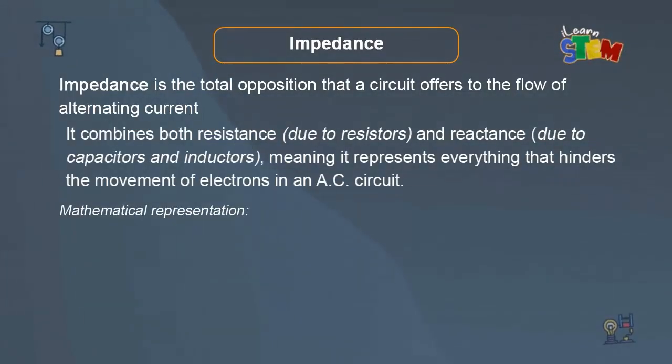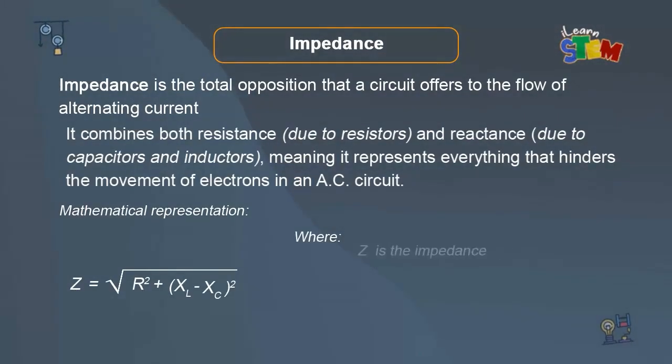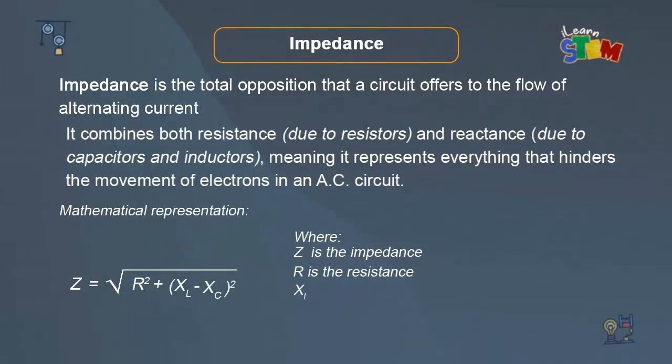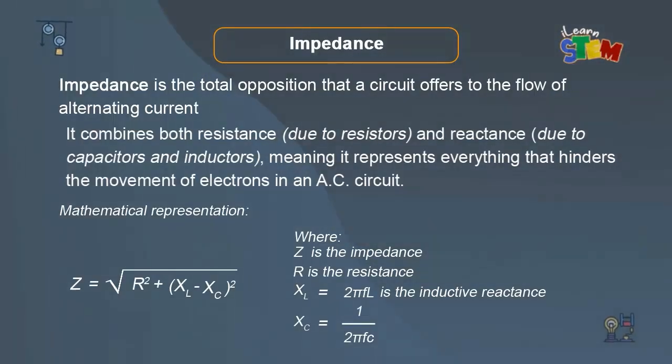Mathematically, it is represented as impedance Z is equal to the square root of the sum of the resistance squared, and the difference between the inductive reactance and capacitive reactance squared, where Z is the impedance, R is the resistance. XL equals 2 times pi, times frequency times inductance, is the inductive reactance. XC equals 1 divided by 2 times pi, times frequency times capacitance, is the capacitive reactance.